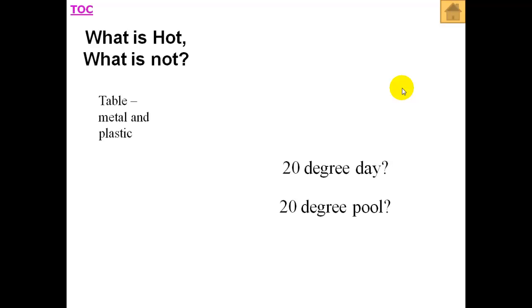On a nice Scandinavian summer's day, the temperature is 20 degrees, and let's say you have a pool which is heated to 20 degrees. However, the pool will feel much colder than the air. They're at the same temperature, but the pool will take the heat away from your body at a much faster rate, and the skin will cool quicker.